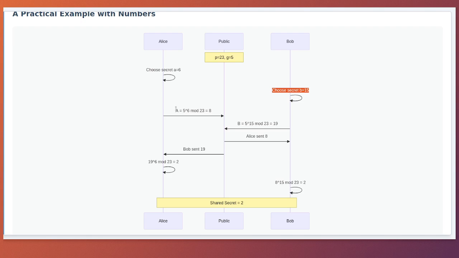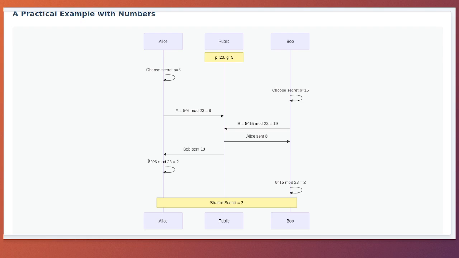Step 3. They create their public keys. Alice calculates A equals 5 to the power of 6 modulo 23 equals 8. Bob calculates B equals 5 to the power of 15 modulo 23 equals 19. Notice how even with small numbers, the intermediate calculations grow quickly. Alice sends 8 to Bob, and Bob sends 19 to Alice. These are the mixed colors that everyone can see.